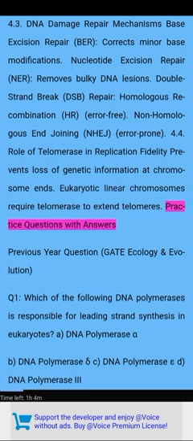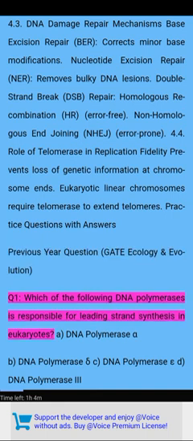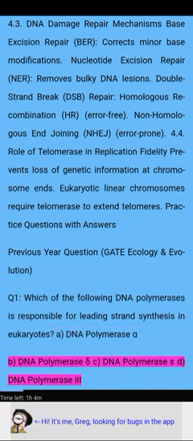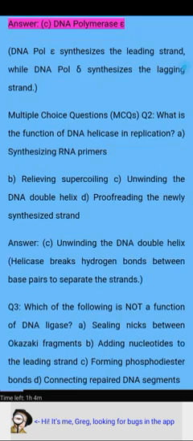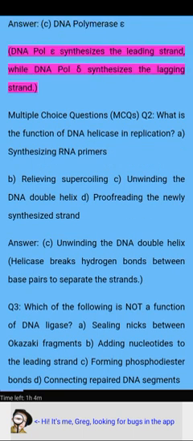Practice questions with answers. Previous year question, GATE ecology and evolution. Q1. Which of the following DNA polymerases is responsible for leading strand synthesis in eukaryotes? A. DNA polymerase alpha. B. DNA polymerase delta. C. DNA polymerase epsilon. D. DNA polymerase III. Answer: C. DNA polymerase epsilon. DNA pol epsilon synthesizes the leading strand, while DNA pol delta synthesizes the lagging strand.